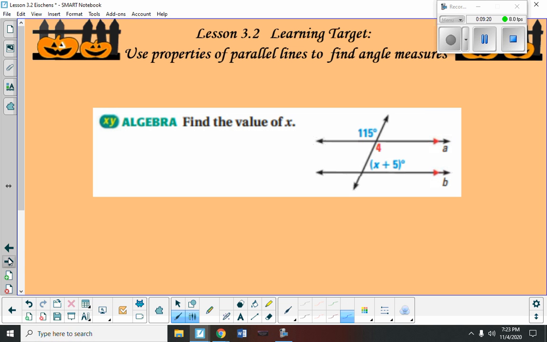Alrighty, next, find the value of x. So now these get a little bit more complex. If you look at this angle right here and this angle right here, one is on the interior, one is on the exterior, so they're not a special angle pair. So we have to play around a little bit. We have different ways we could do it. You know that if this angle is 115 right here, then this angle is 115. So you could say that this one plus this one equals 180.